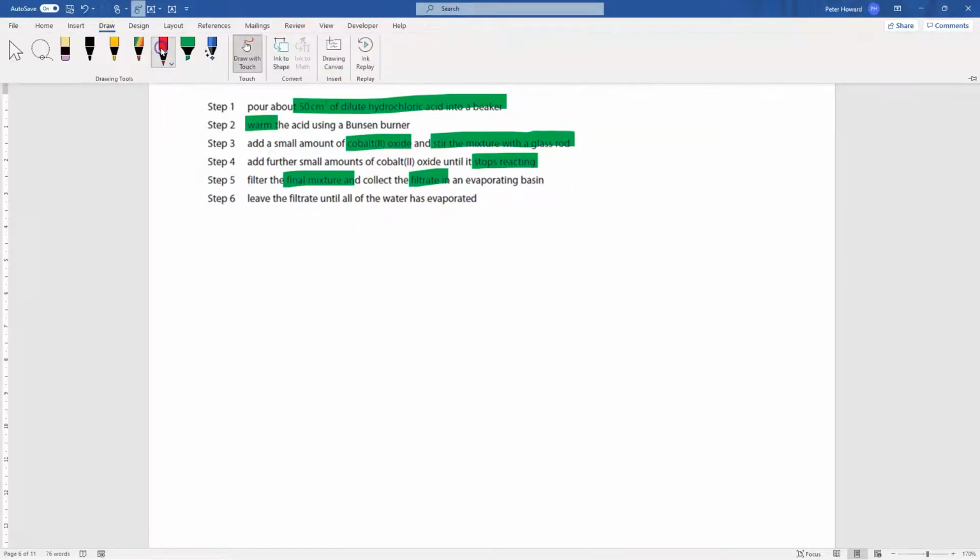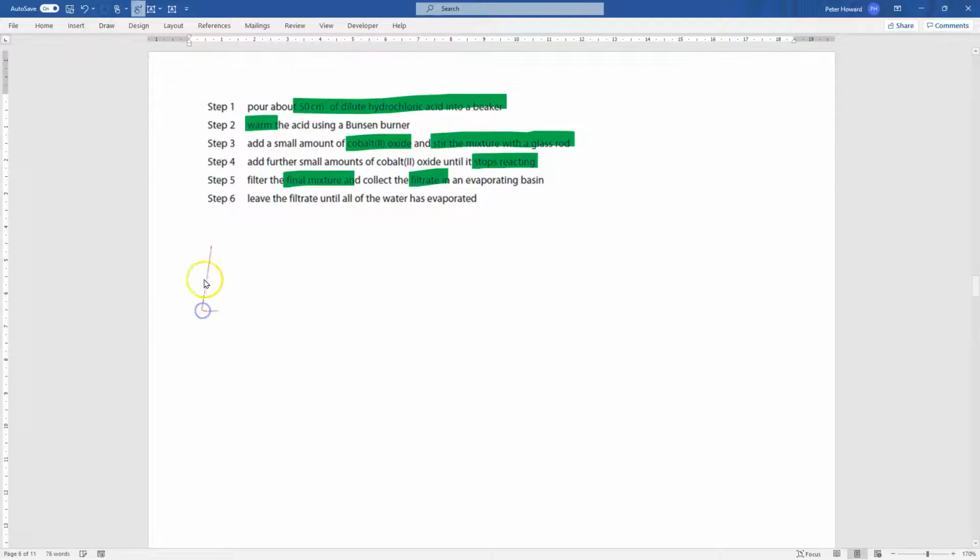So I just thought I would just draw some pictures to illustrate it. So we start off with our beaker. It's just got our HCl in. We obviously then, that was the world's worst drawing, I apologise. Heat it up. This obviously is going to speed up any reaction which occurs. We then add small amounts of CuO.